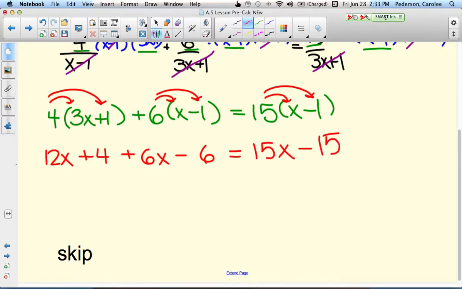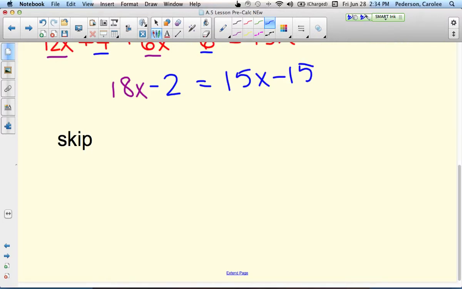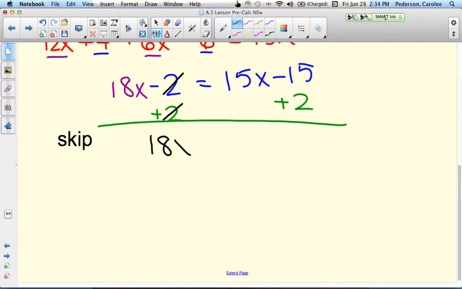Combine some like terms. 12x and 6x become 18x. 4 and negative 6 become negative 2. And then that right side is still as it is. Now we need to combine like terms. So I'm going to add a 2 to both sides. So these 2's will cancel. We're left with 18x on the left. On the right, we have 15x. And then negative 15 plus 2 is negative 13.